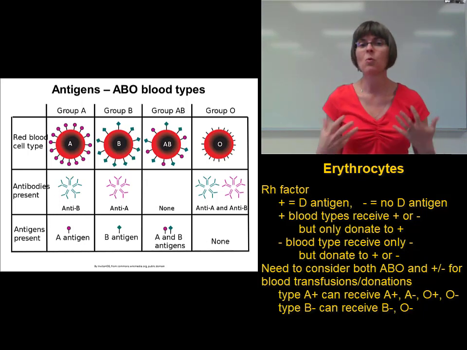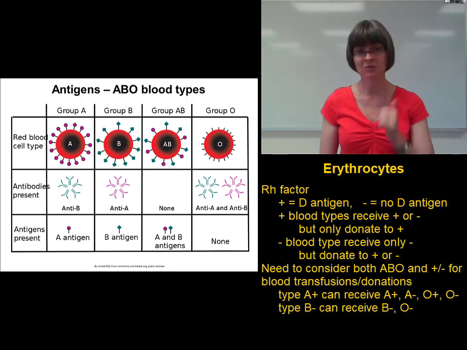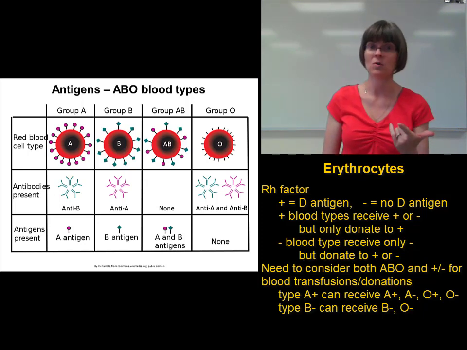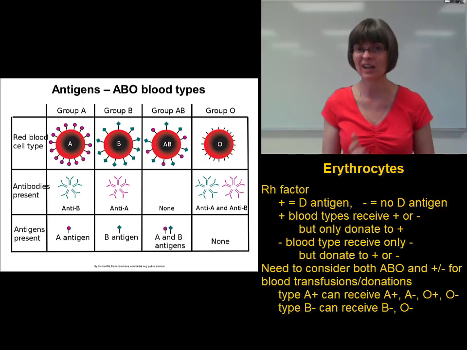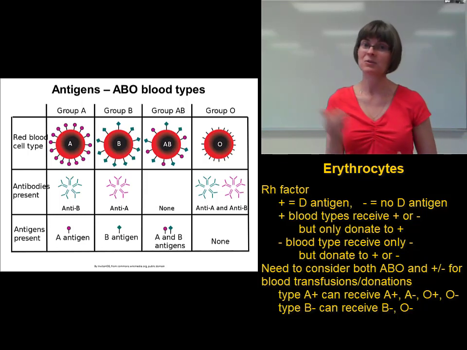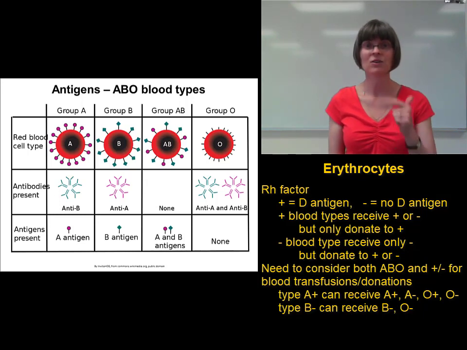So let's think about what blood types they can receive. Just looking at the ABO, they could receive B or they could receive O. Now looking at the positive or negative, they have a negative blood type. Can they receive positive blood types? No. Can they receive negative blood types? Yes. So that means they could receive B negative or O negative.